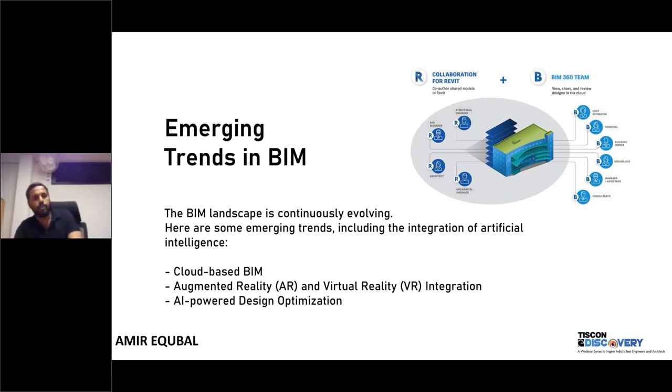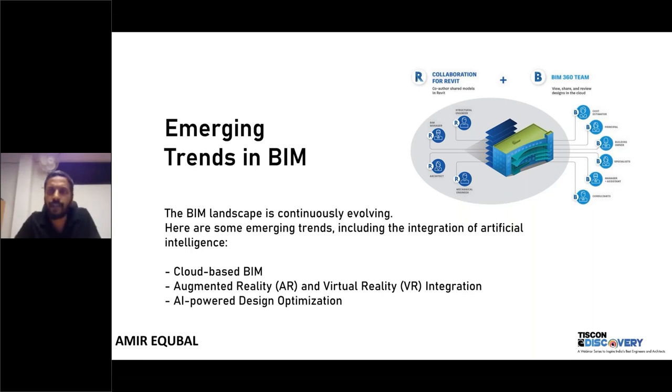Second thing that is also being promoted is augmented reality. It's basically virtually looking through a VR glass, virtual reality glass, at how the place is going to look like. You can walk into it, you can feel it. So that's something that has also been there for quite some time now. The new thing is AI-powered design optimization. So this is the newest thing that will be the future of AI.